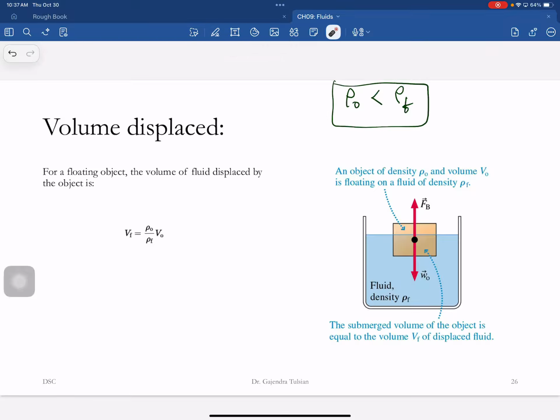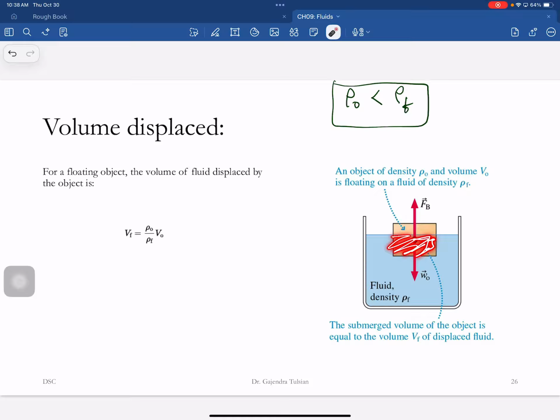All right, so let's say this object is floating. Now what we want to know is what is the volume underwater. Mr. Archimedes told us exactly how much this buoyant force is. What is the buoyant force equal to? It's equal to the weight of the water displaced. How much water was displaced? This much water was displaced.